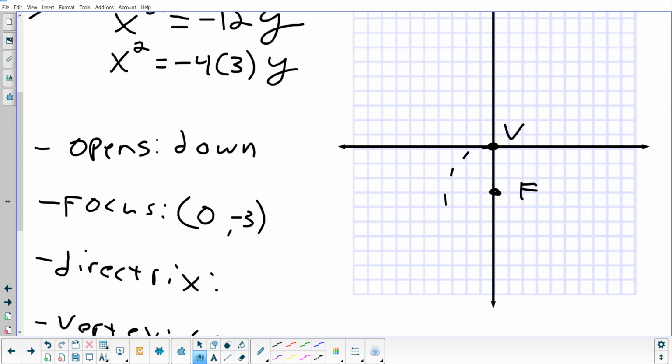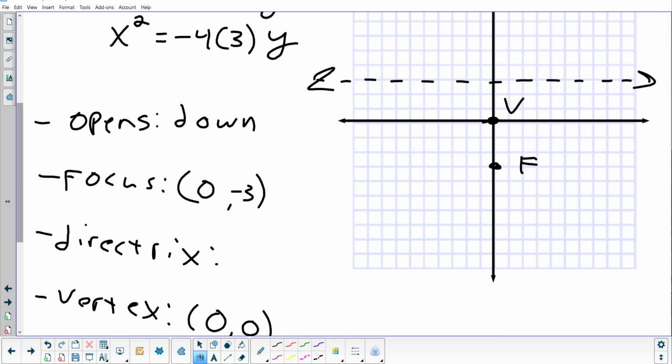Last thing we need is the directrix. I'm not going to do a perfect sketch because we're going to do it nicer in a second. But if it opens down, how does your directrix go? Vertical or horizontal? Matt? Horizontal. And it has to be exactly the same number of units away as the focus is, but the other way. So the focus was 3 down. The directrix is 3 up. So what would be the equation of my directrix? Yeah? Y equals 3. Yep, y equals 3.